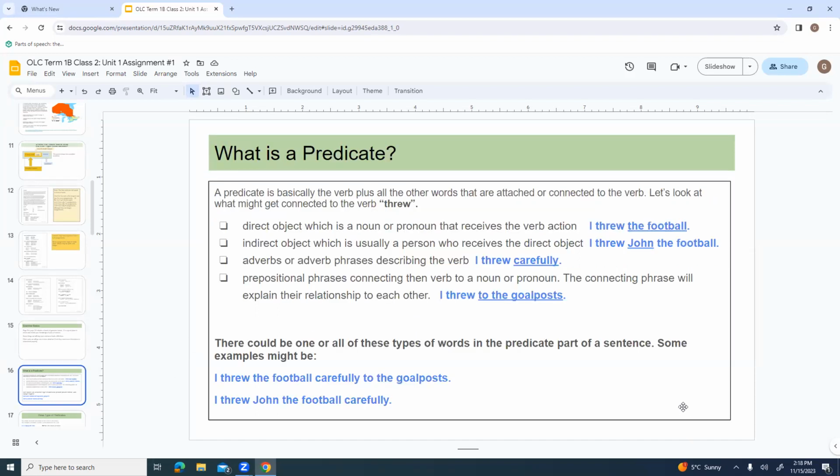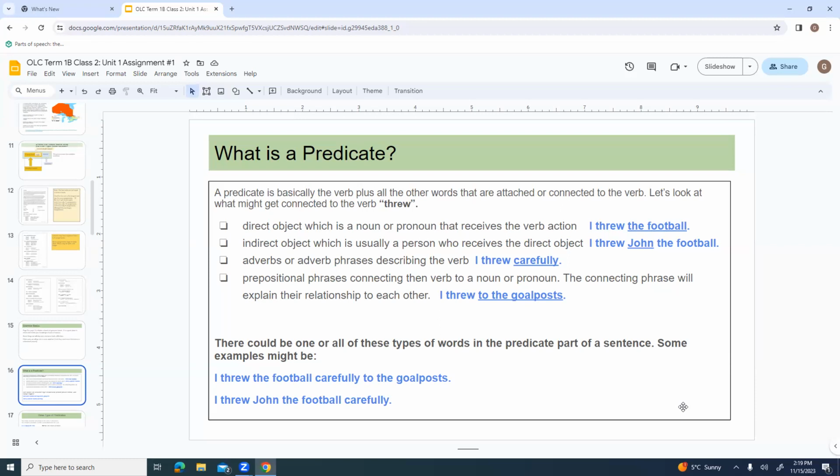All right, so we're going to quickly talk about predicates here. A predicate is basically the verb plus all the other words that are attached or connected to the verb. So let's look at what might get connected to the verb throw. A direct object, which would be a noun or a pronoun that can receive the action. I threw the football. The football is the direct object. Or there could be an indirect object, which is usually a person who receives the direct object. Like I threw John the football.